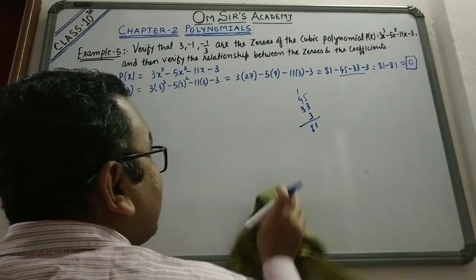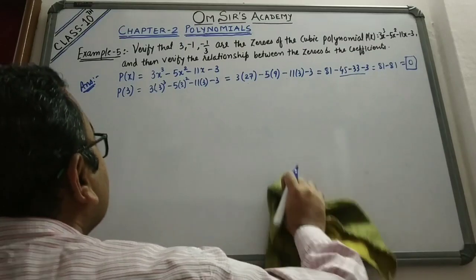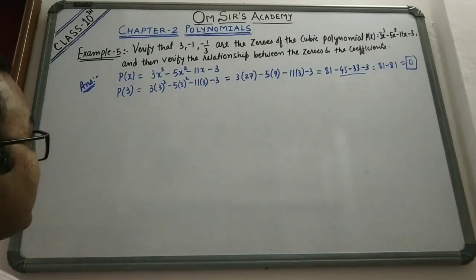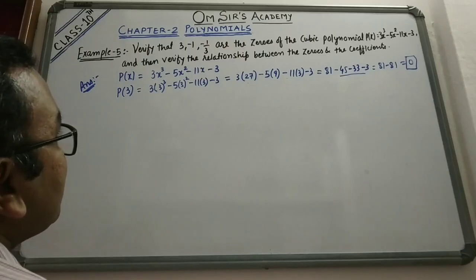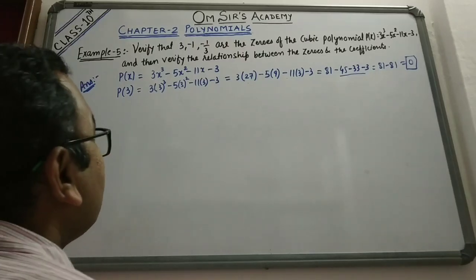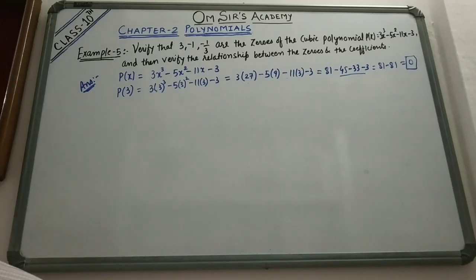So hence we can say that 3 is a 0 of the polynomial. If I don't get the answer 0, then we say that it is not a 0 of the cubic polynomial. Is it clear friends? Now let us verify the other one.